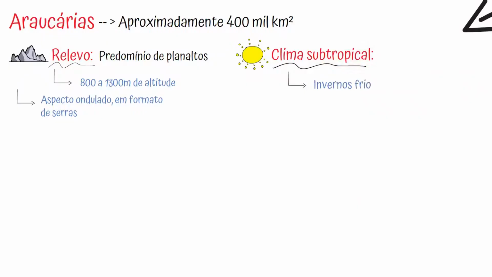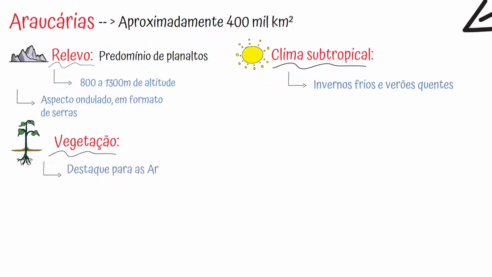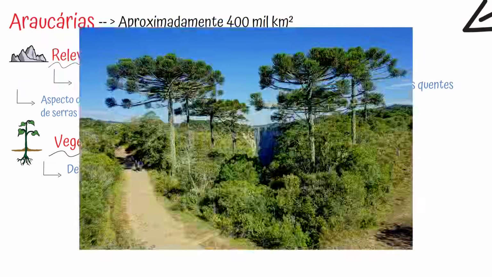As for the vegetation, we have the predominant presence of Araucaria trees, right? Which give the name to the domain. Also called the pine forest. It is a forest, not very dense, right? Marked by the presence of Araucaria trees. As I said, they are conifers.